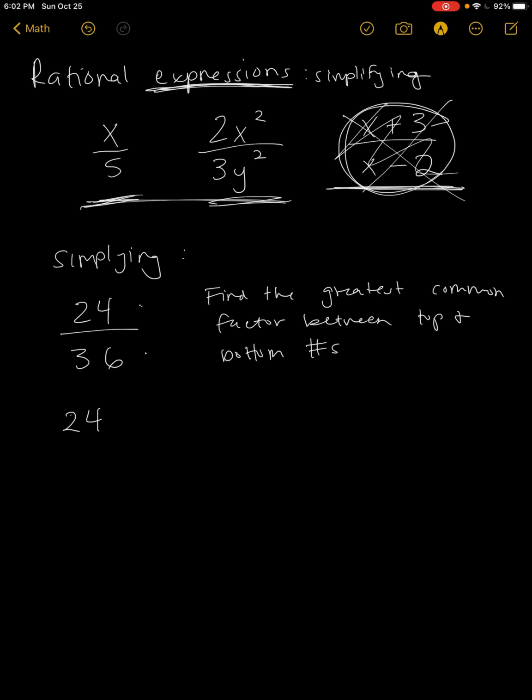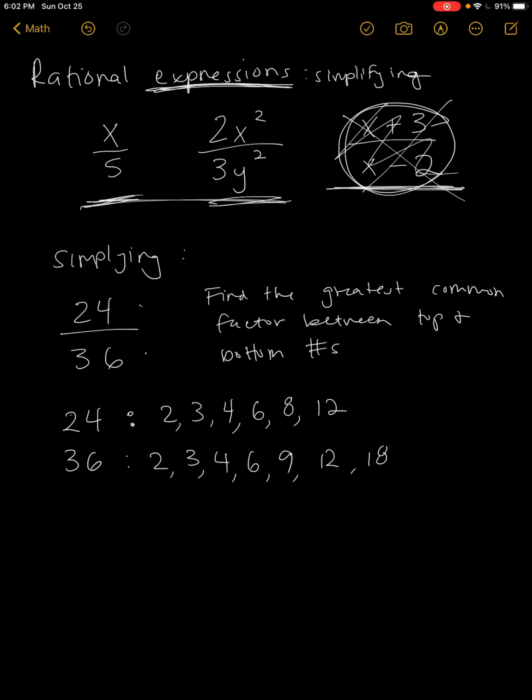So if you think of all the possible factors of 24: 1, 2, 3, 4, 6, 8, 10, 12. Those are all the factors of 24. How about 36? 2, 3, 4, 6. Can you do 8? I'm having a hard time remembering that. 24, not 8, right? 9, 12, 18. So these are all the factors of 36.